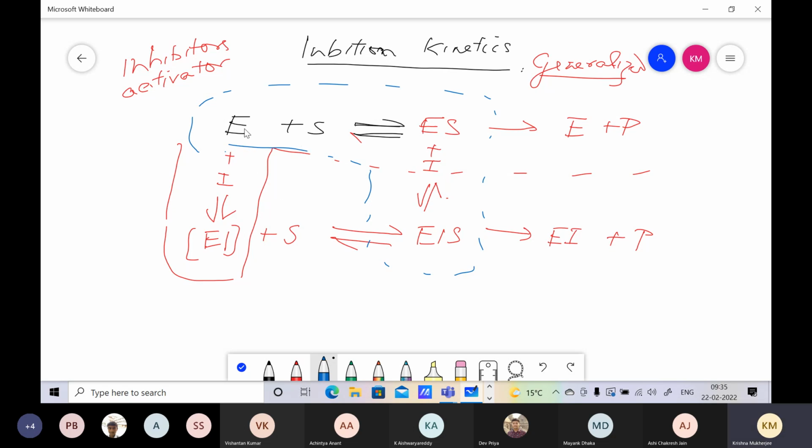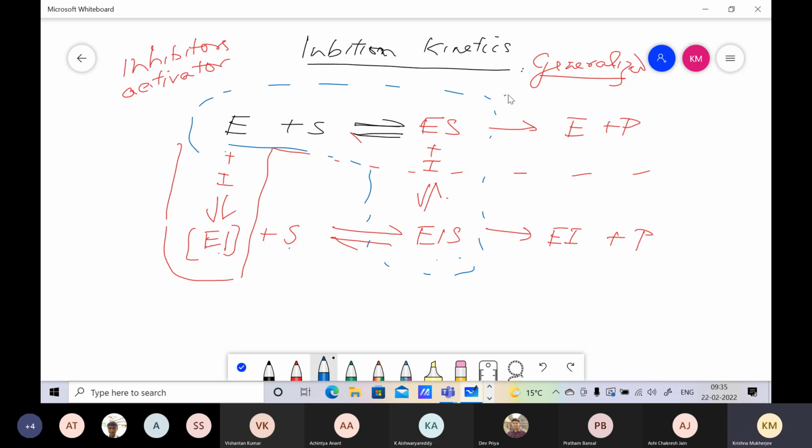So all possibilities are taken care of. E binds with S forms ES, E binds with I forms EI, EI binds with S forms EIS, ES binds with I forms EIS, and by putting some of these reactions equal to 0, we can generate all the sub-models in this class. So this is a generalized model, and ES then gives E plus P. EIS may be a dead end, or it may give EI plus P.